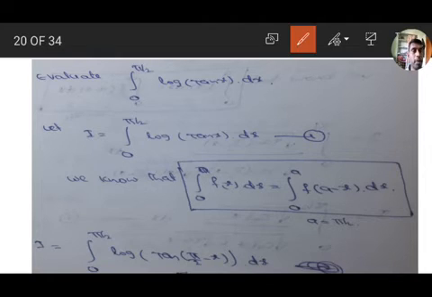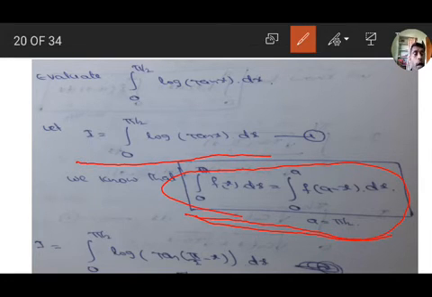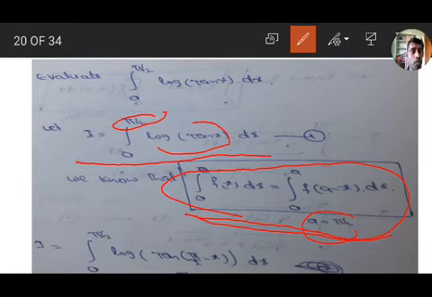This also uses the same property. So let I equal integration 0 to pi by 2 log of tan x dx. We know that integration 0 to a f of x dx equals integration 0 to a f of a minus x dx. Here a equals pi by 2 and f of x equals log of tan x. So in the place of x we have to substitute pi by 2 minus x.